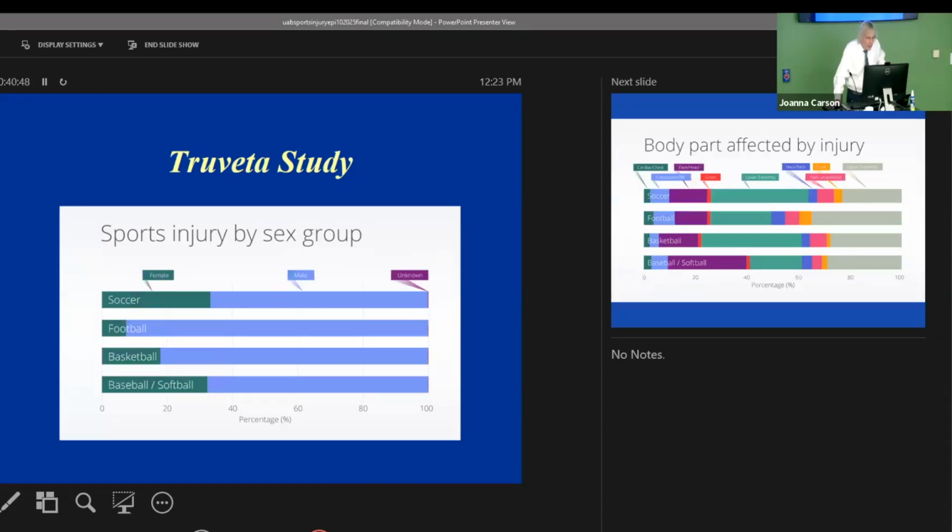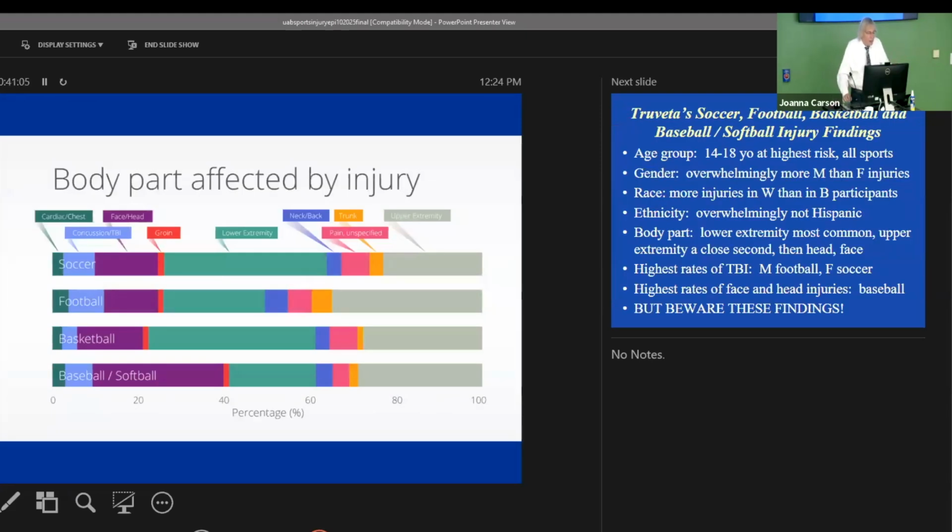by sex group, their term. Soccer, football, basketball, and then baseball, softball combined. Male is in the powder blue, and female is, is that hunter green? I like names of colors, but I'm not sure I'm right. Body part affected by injury. So you can see the big chunks there are lower extremity in the middle in green, upper extremity all the way to the right.